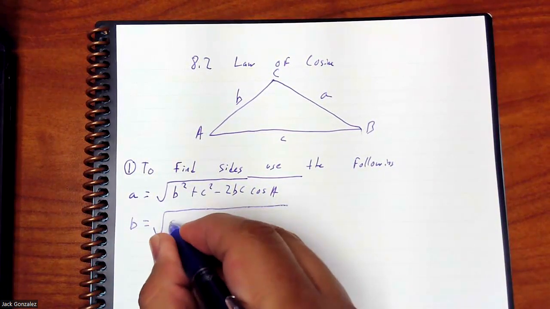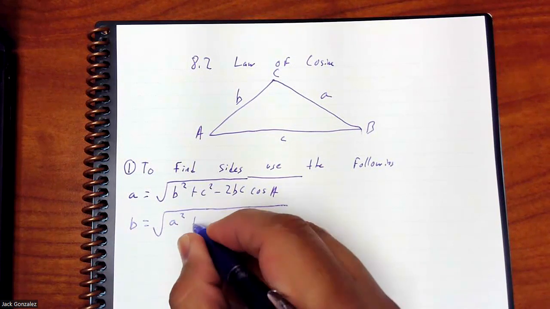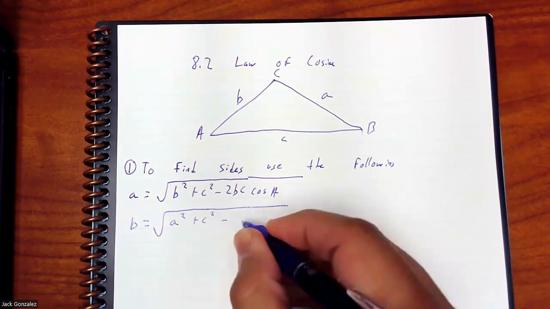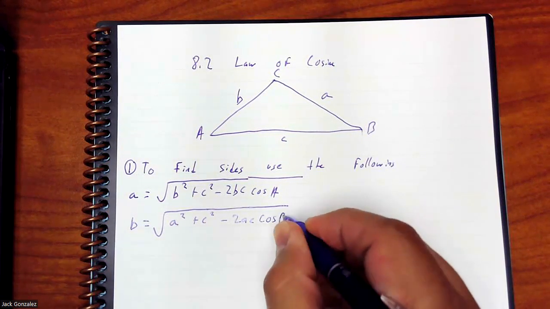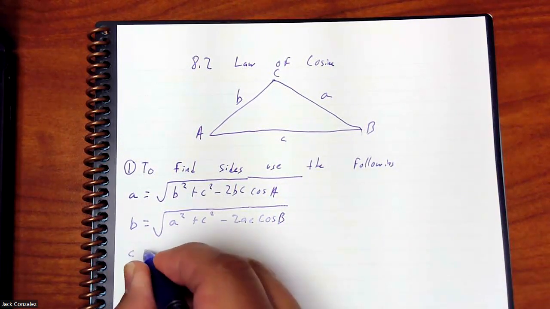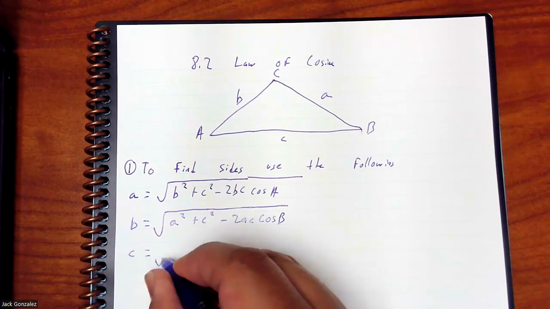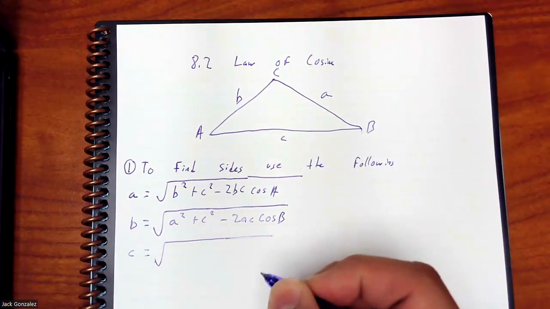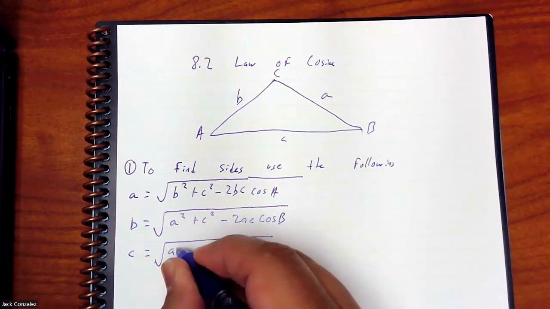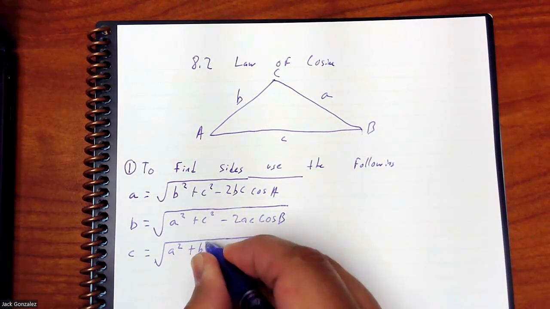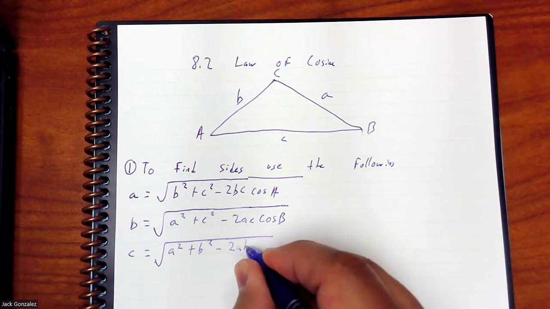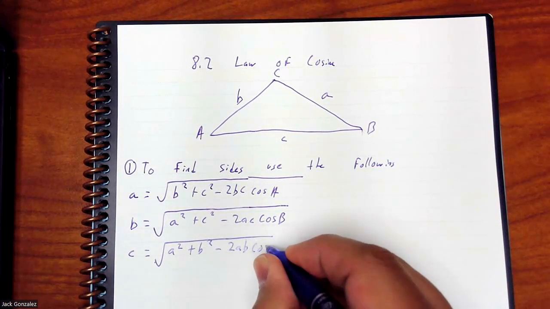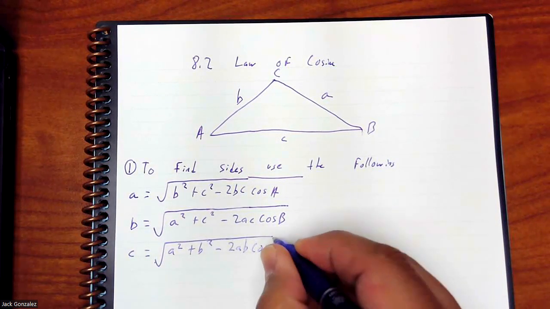B, very similar. A squared plus c squared minus 2ac cosine capital B. Little c, that'll be a squared plus b squared minus 2ab cosine C.